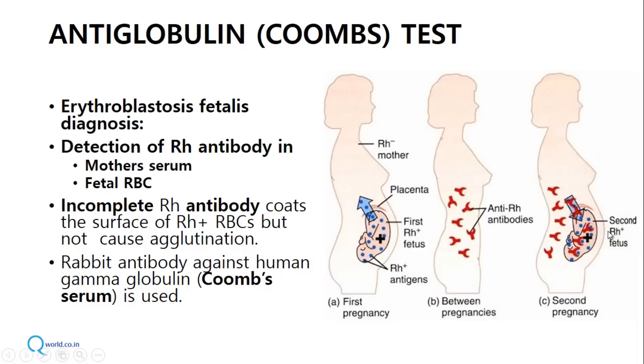attached on fetal RBC. Now the problem with Rh antibodies is that they are incomplete antibodies. So they will bind to Rh positive red blood cells, but they will not show agglutination. And that's why we have to take the help of Coombs serum. Now what is a Coombs serum? Coombs serum is antibody against antibody. That means it is a rabbit antibody against human gamma globulin.